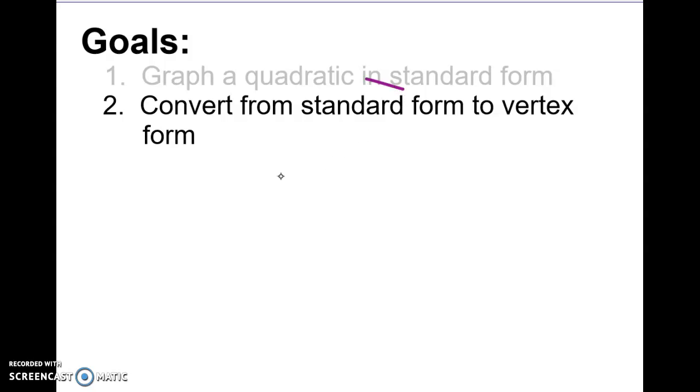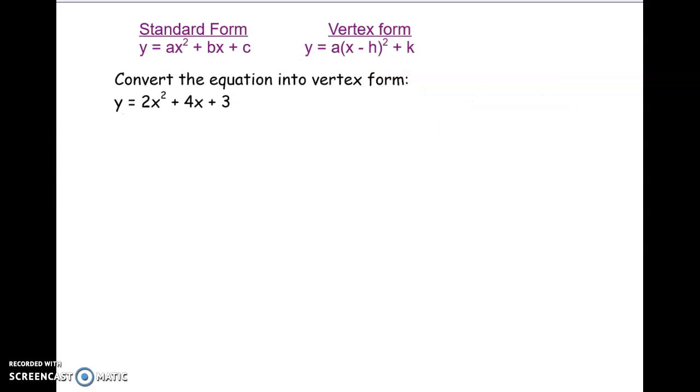Okay, so there are two different objectives for this section. So we did graphical quadratic and standard form. Now we're going to do part two, which is convert from standard form to vertex form. All right, let's have one example of this, and then it'll match some of the later homework questions.